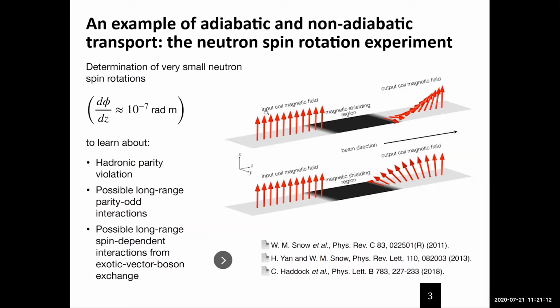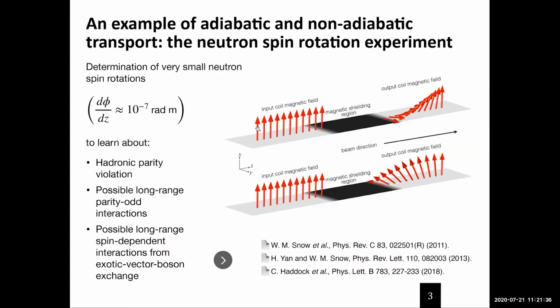What this device basically consists of is a polarized neutron beam, which is polarized with a polarizer that is not shown in this figure. And then that polarized neutron beam is transported to the entrance of a magnetic shield region where we have virtually zero magnetic field.